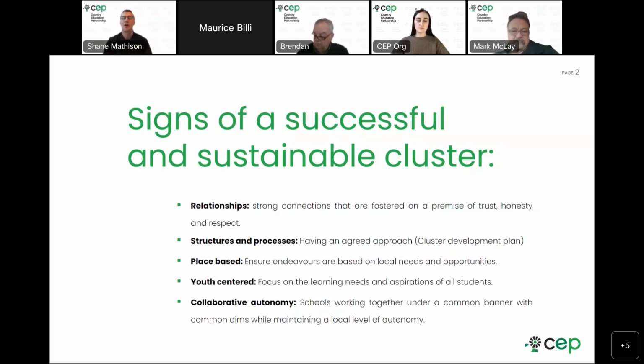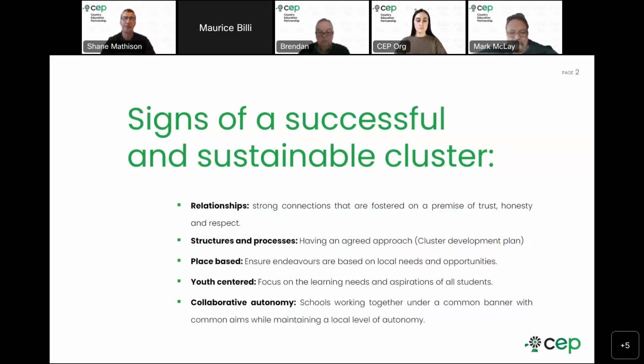Doesn't mean that over time you can't be flexible and change those things, but if things are starting to move away from the core business of what the cluster wanted to achieve, then we've got this agreement. We know that things can change, different educational initiatives can come out, staff can change, but if we've got a development plan underpinning our work, then we've got something to fall back on and use as our agreed approach. So that's one area.